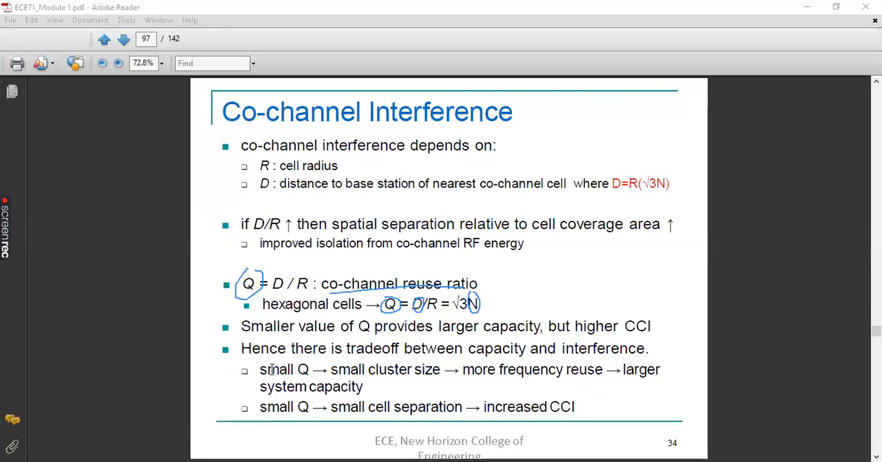As you can see, if the quality is less, how is the quality going to be less? More interference. More interference means the cells are close to each other, so D is very small. How can D be made small? Only by reducing the cluster size. Reducing the cluster size means the channel sharing factor will again increase, isn't it?